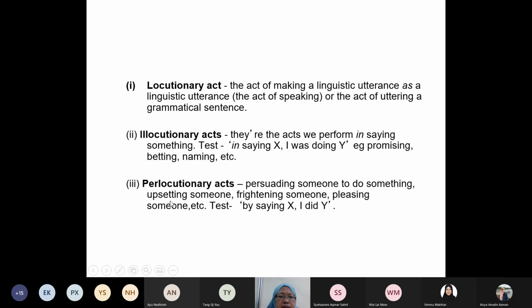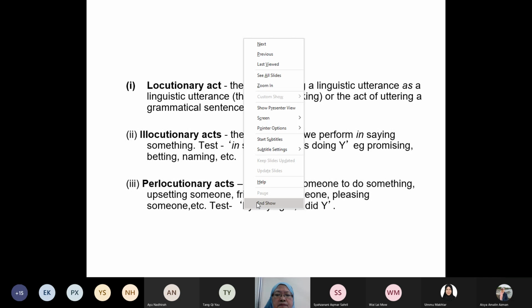So when you say, for example, upsetting someone, when you say something horrible to someone, you will upset the person that you are talking to, and the reaction of that is either the person becomes angry or the person becomes sad. The person gets angry or the person cries. So the effect of the words on the hearer. So by saying X, I did Y. So by saying this, I did something, and it causes, I think maybe, can I change this?